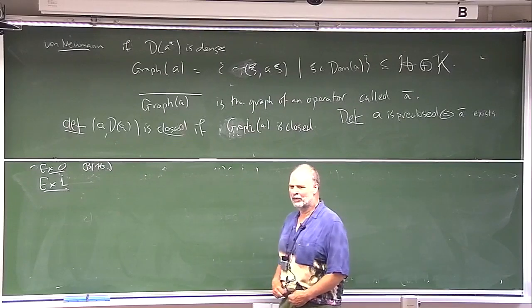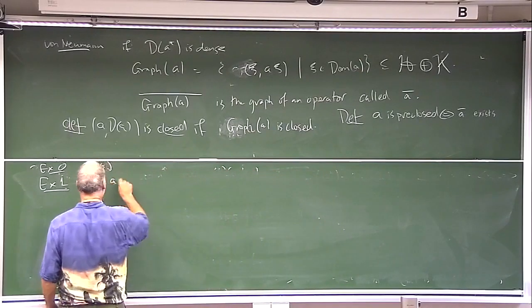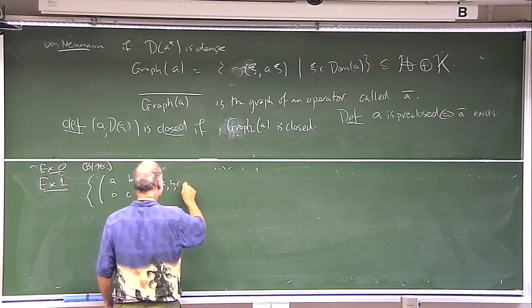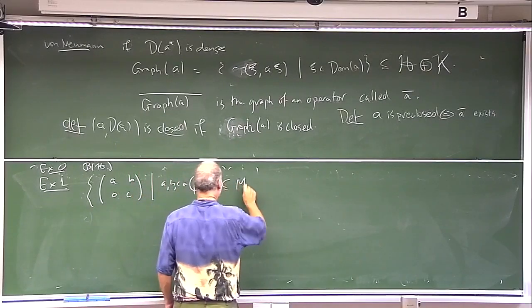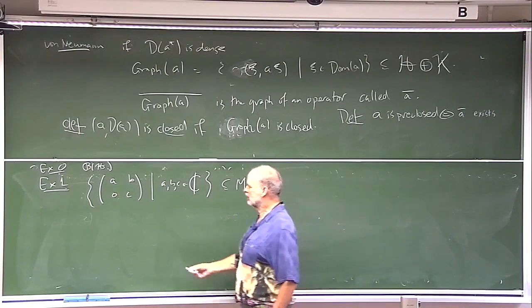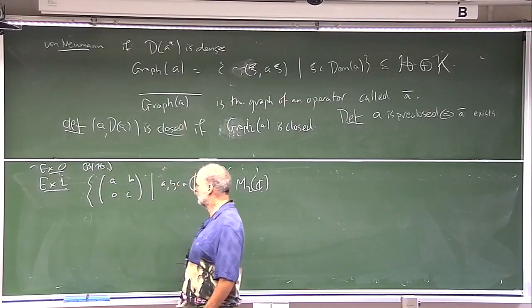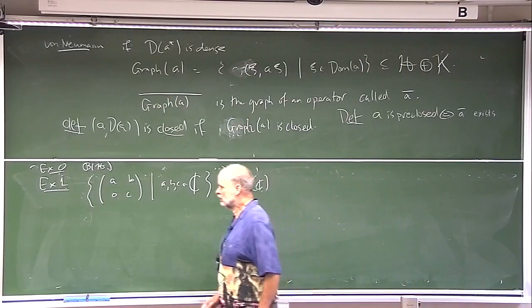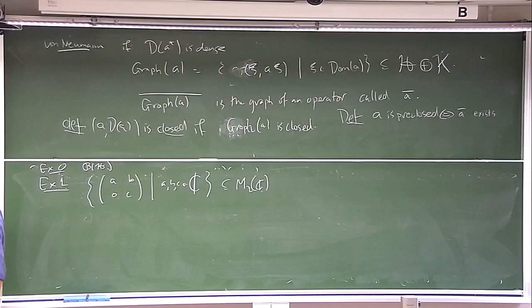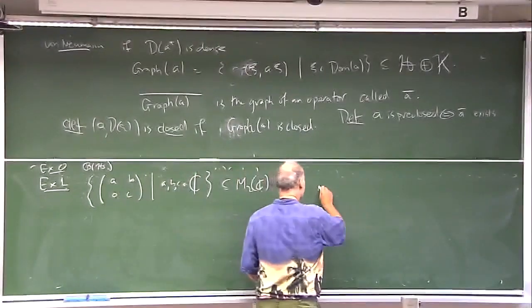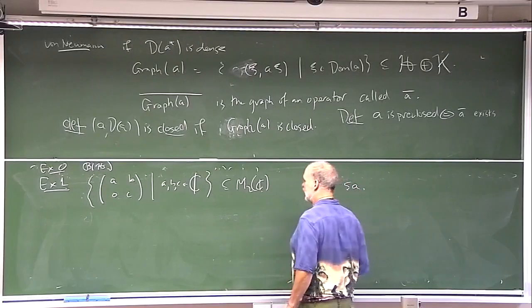All right, now, example one is a non-example. It's a very important non-example. Take the set of matrices of the form A, B, C, which have 0 in the bottom left-hand corner. Okay, this is an algebra. It contains the identity. It's obviously closed because we're in finite dimensions, but it's not self-adjoint. So this fails to be a von Neumann algebra.